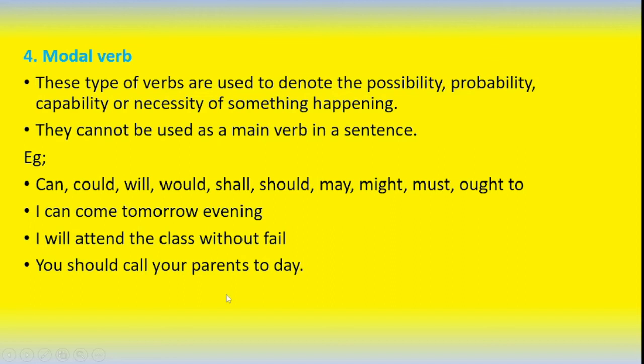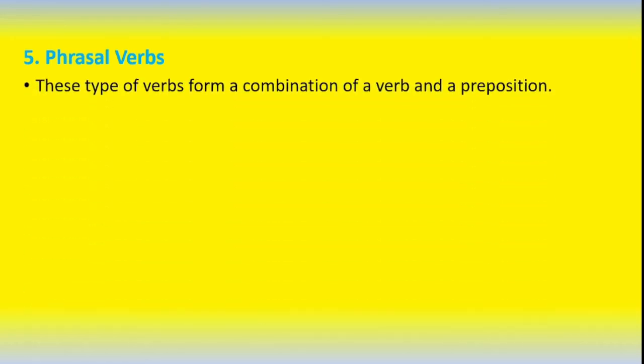So all these modal verbs help you to denote the possibilities, probabilities, or capabilities. You can have many sentences. I think you can make your own sentences for the rest of the modal verbs. And the last one in types of verbs, the fifth one, is the phrasal verb. So a phrasal verb is a combination of a verb and a preposition.